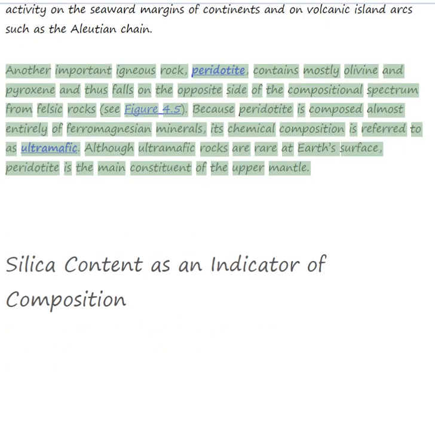Another important igneous rock, peridotite, contains mostly olivine and pyroxene and thus falls on the opposite side of the compositional spectrum from felsic rocks. Because peridotite is composed almost entirely of ferromagnesian minerals, its chemical composition is referred to as ultramafic. Although ultramafic rocks are rare at Earth's surface, peridotite is the main constituent of the upper mantle.